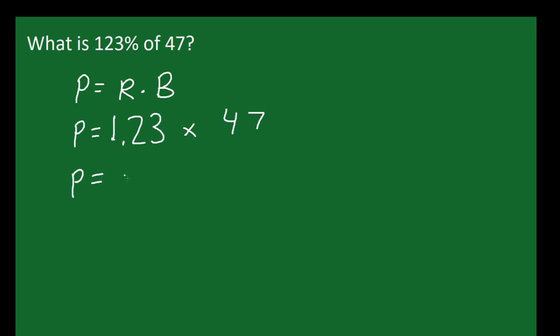So your portion is 57.81. This is a funny example because the portion actually ends up being larger than the base. And that can happen because our percent is over 100%. So that number is actually growing. It's getting larger. That's okay. This is still your final answer.